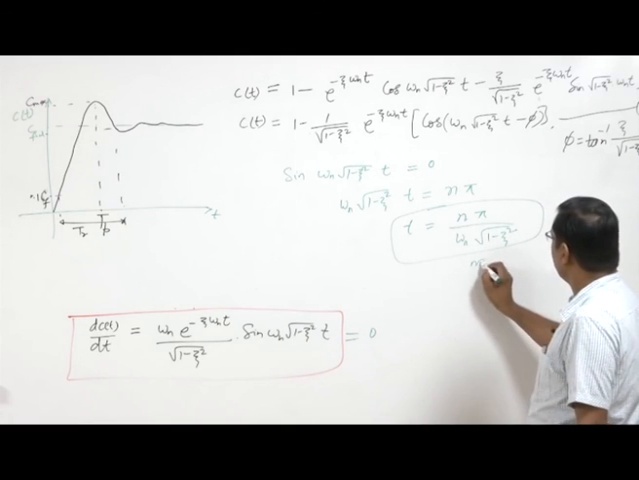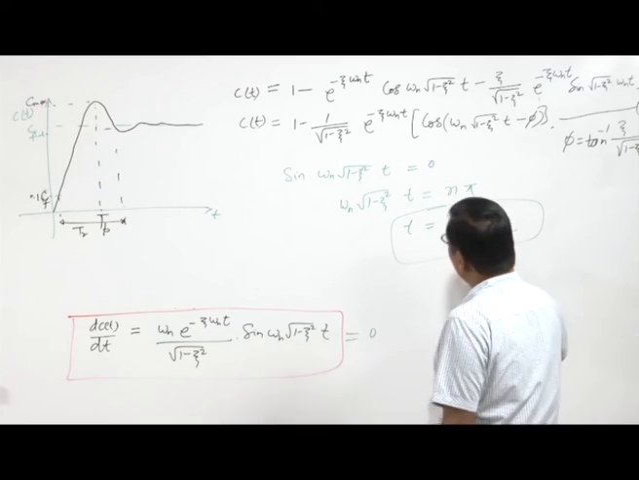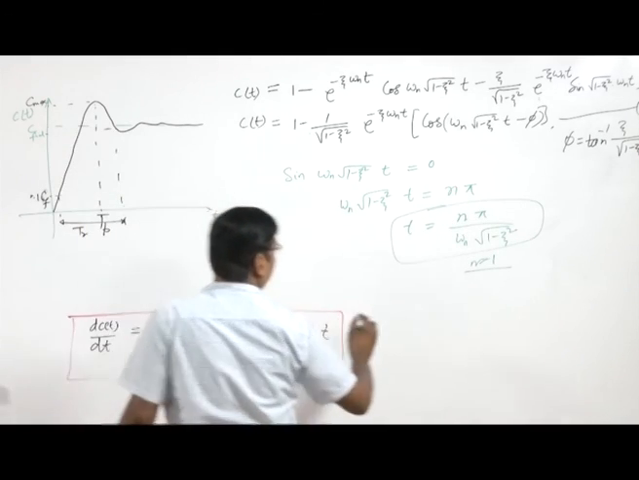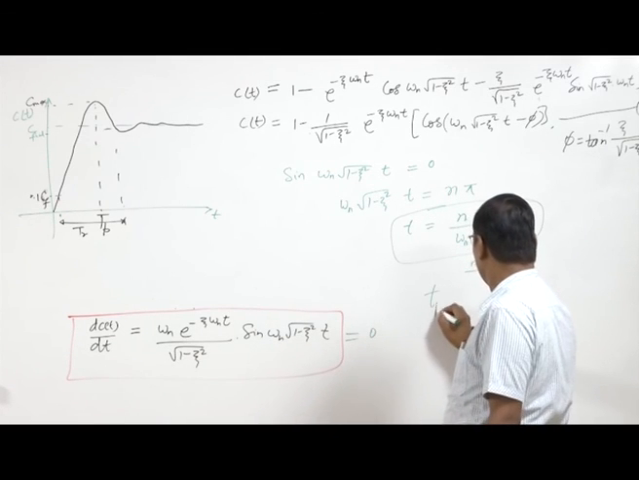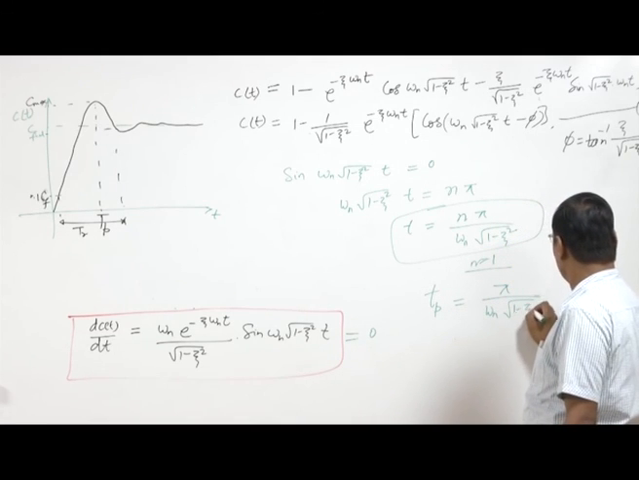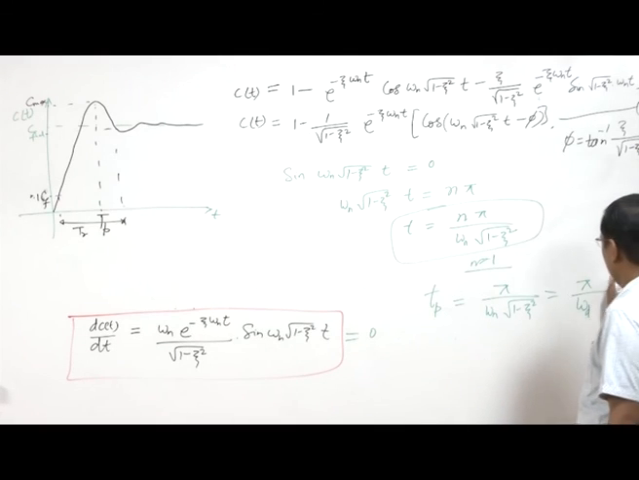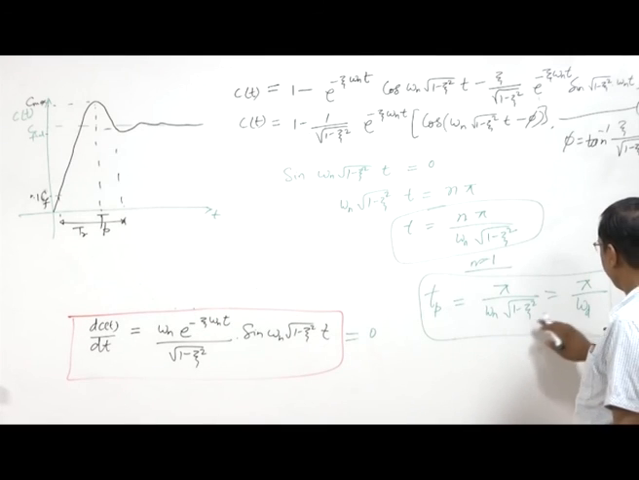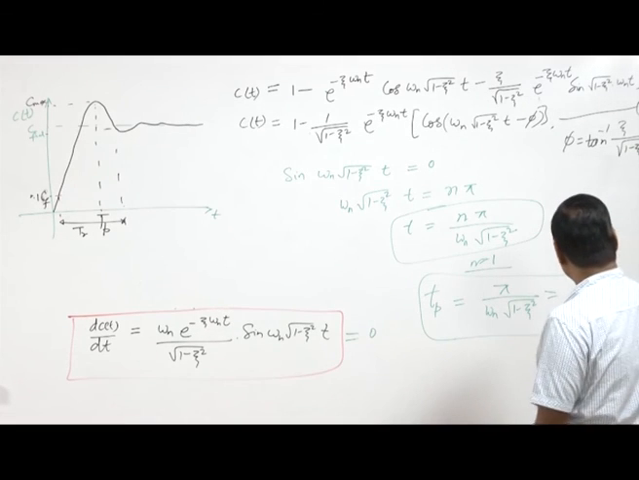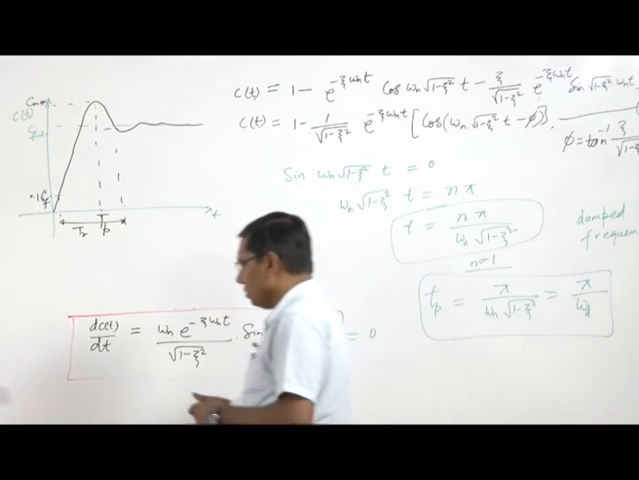Now for n equal to 1 we will get the first maxima, and therefore t equal to Tp, and that is equal to pi upon omega n root 1 minus zeta square, and this we can also write as pi upon omega d. So here peak time is equal to pi upon omega d. Omega d is called the damped frequency, and this is equal to omega n root 1 minus zeta square.